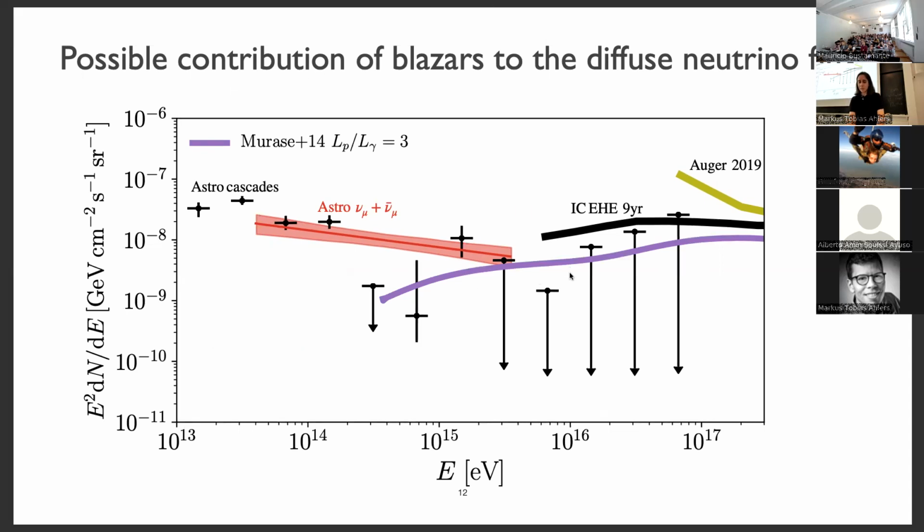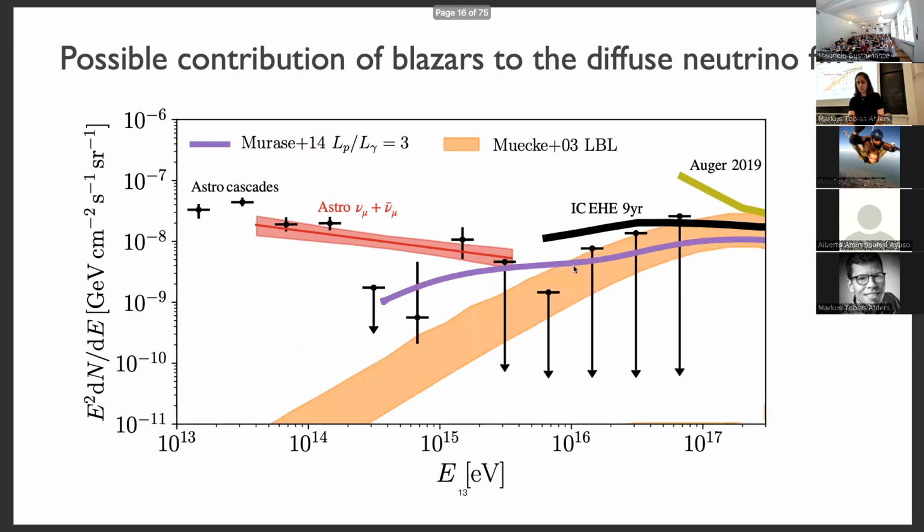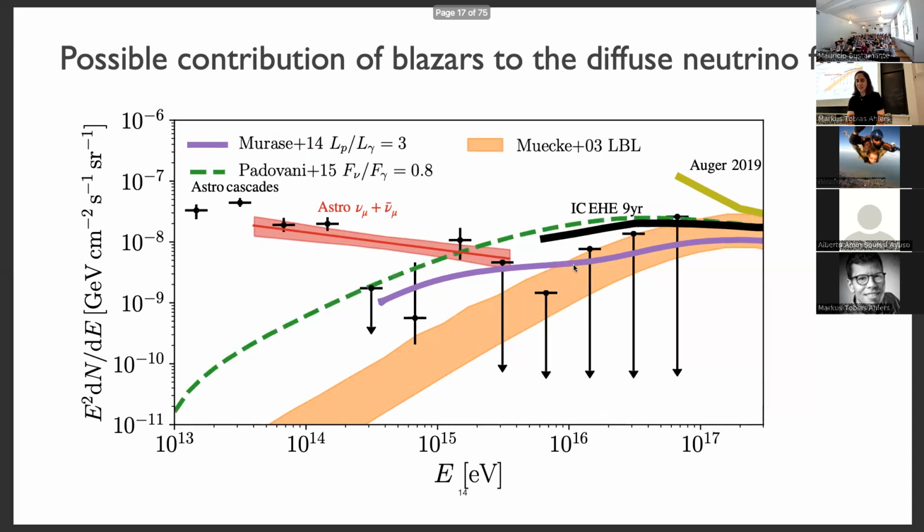It peaks at about 10 to the 18 electron volts. This model was made in 2014. Another one made in 2003 also peaks at about 10 to the 18 electron volts. And another one made in 2015, also the same. So you can already maybe notice that none of these are a very good fit to IceCube neutrinos.